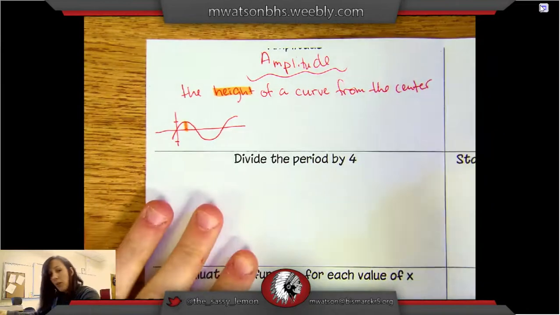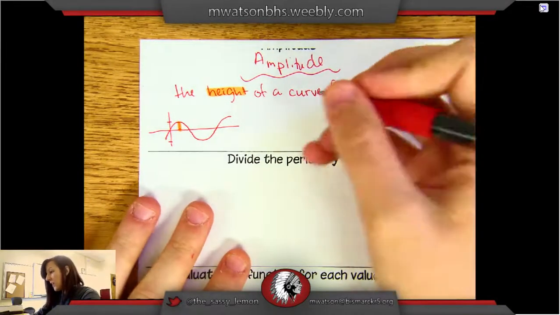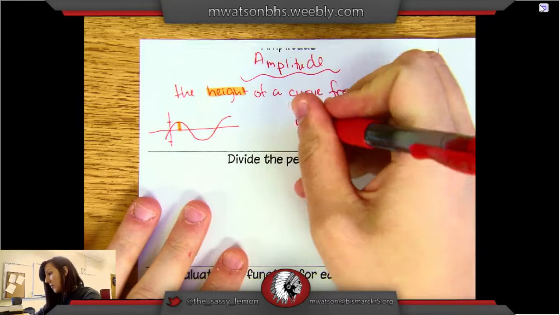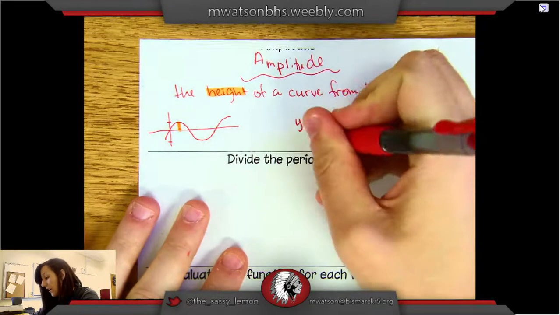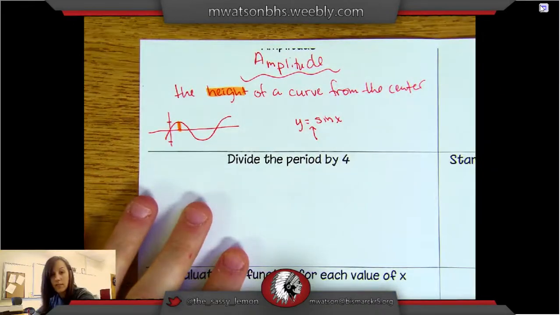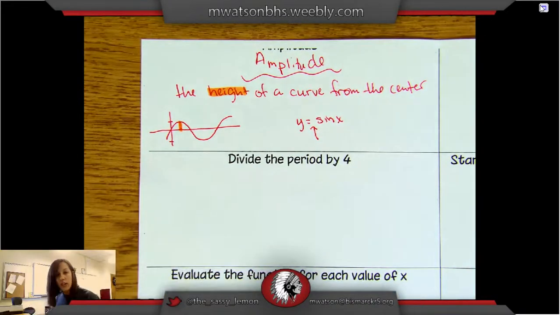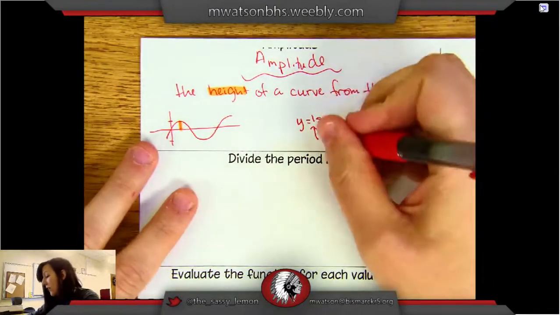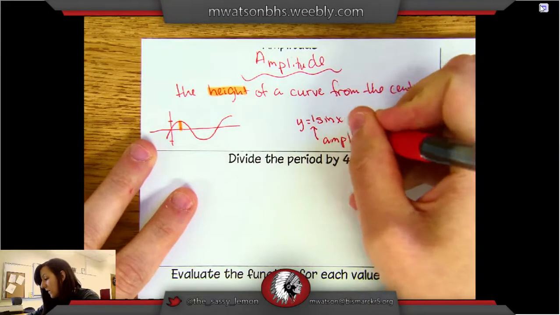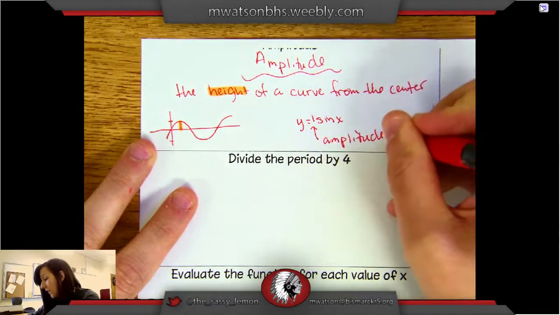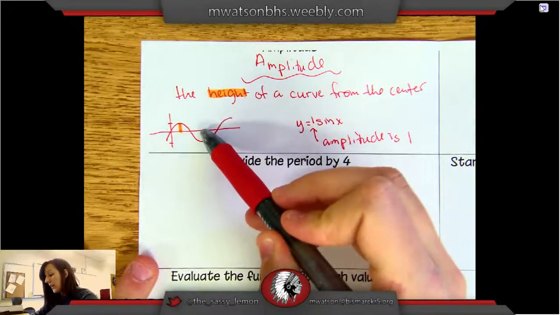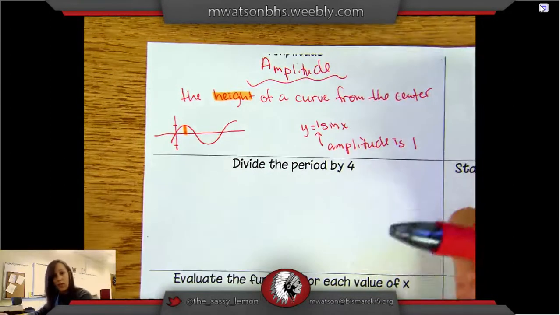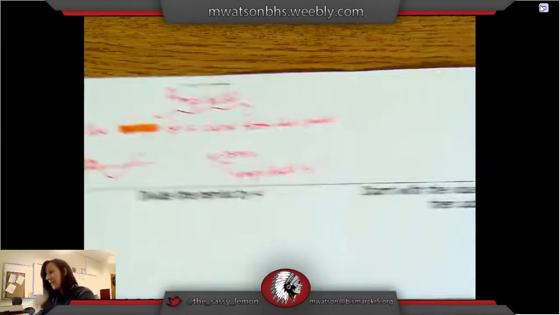And then if you wanted to look at it in the form of an equation, say you had y equals sine of x, amplitude is always the number in front of sine, or your trig function. So here we have y equals sine of x, the number in front is 1, so the amplitude is 1. So the wave only goes one high and one below the center.